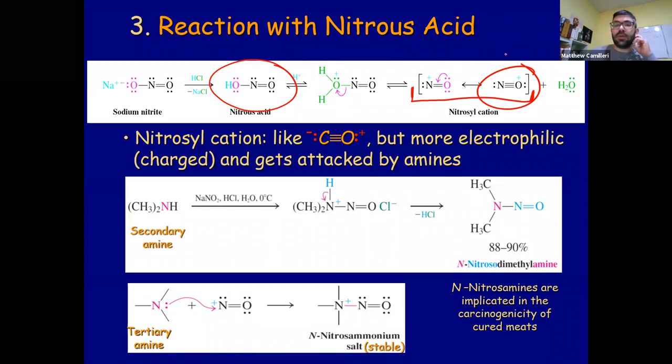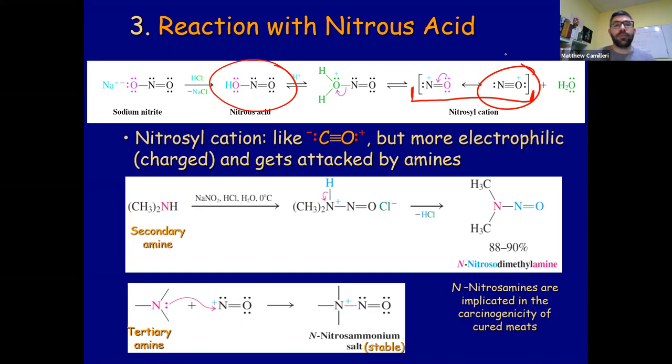So, the nitrosyl cation is very similar to carbon monoxide, but it is more electrophilic. It's more electrophilic because, as far as I'm concerned, it doesn't have the negative charge to counteract the positive charge of the oxygen. Therefore, it ends up being a lot less stable. Less stable, more electrophilic.